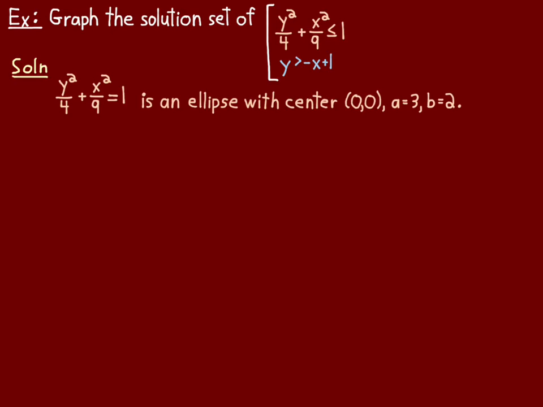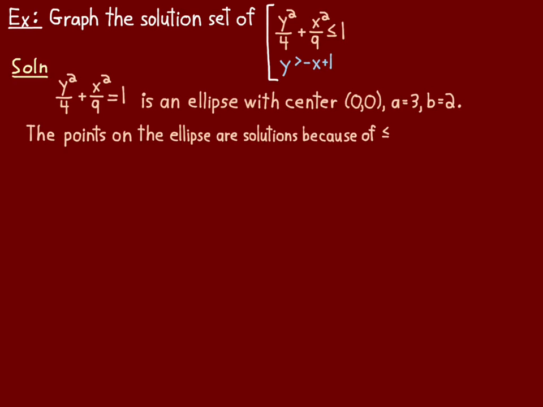So I start with y squared over 4 plus x squared over 9 equals 1. This is an ellipse with center at the origin. And the value of a is 3, and the value of b is 2, the 3 coming from the square root of 9, and the 2 coming from the square root of 4. The major axis is in the x direction.